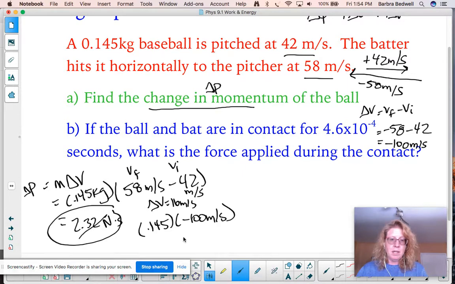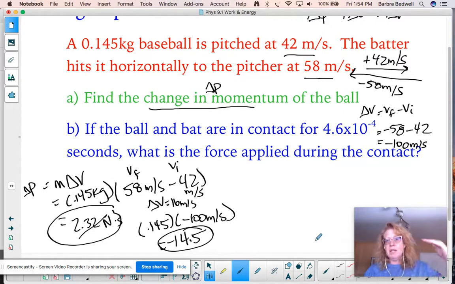Our impulse here, our change in momentum, is actually 14.5 is the actual value. And it would be negative. Why would it be negative? Because it's changing direction. So its initial momentum was this direction, and its final momentum is going the other way as it's leaving the baseball bat. So again, a little bit of an awkward kind of a problem, but that's really what it should be in terms of being able to do that.